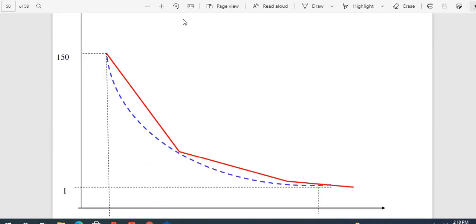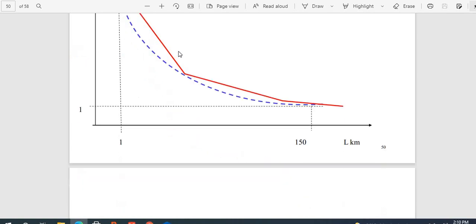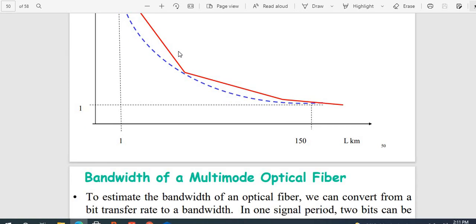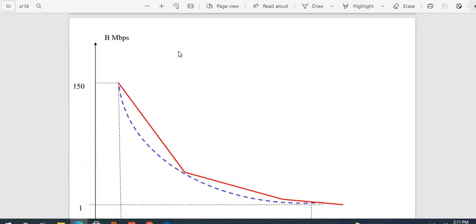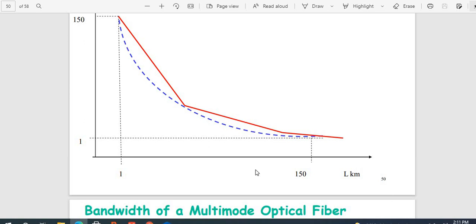And I just want to show how the graph is going to be obtained. For writing that particular part, as we can see here, I took a graph of L in kilometer with respect to the bit rate in megabits per second. So I have taken both. I can find at 150 megabits per second and 150 into L kilometer. This is the graph I will get.